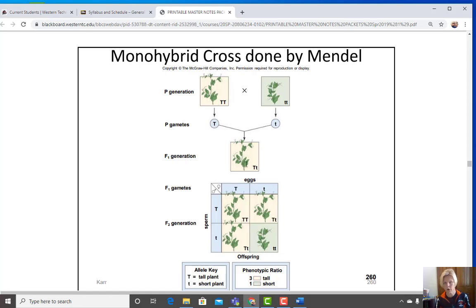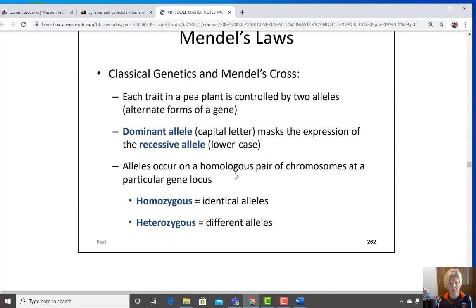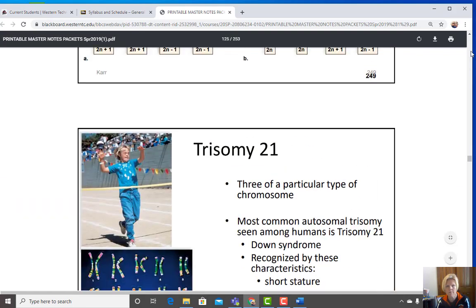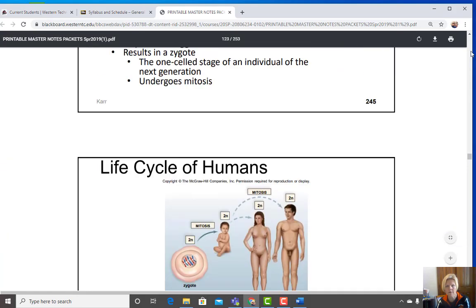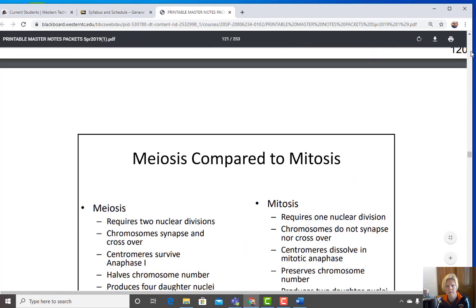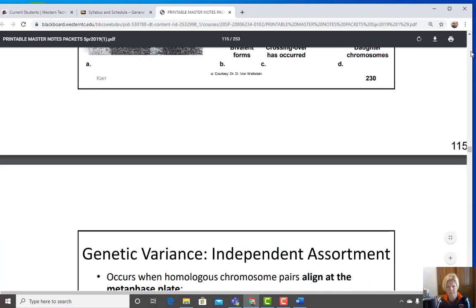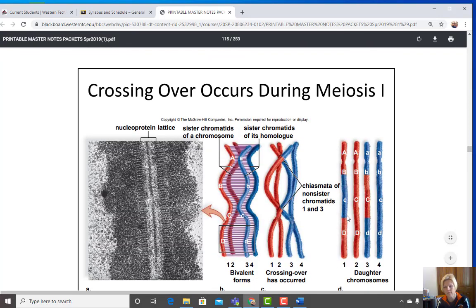Moving back then, alleles occur on a homologous pair of chromosomes at a specific location on a gene. We talked about that when we studied meiosis. If something is homozygous, they have the same alleles. If they're heterozygous, they have different alleles. If we go back a little bit into our notes on meiosis, I can show you where we talked about that. Right here, again, these are homologous chromosomes. These red ones here are homologous.